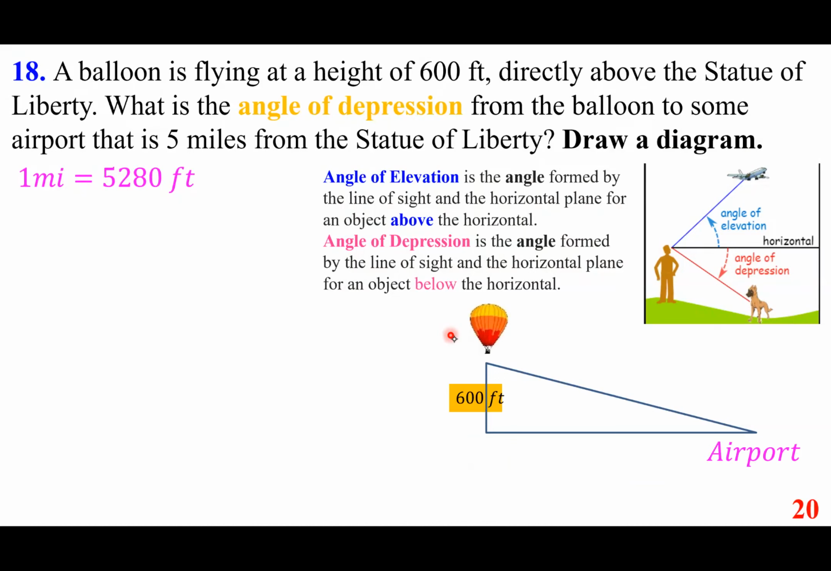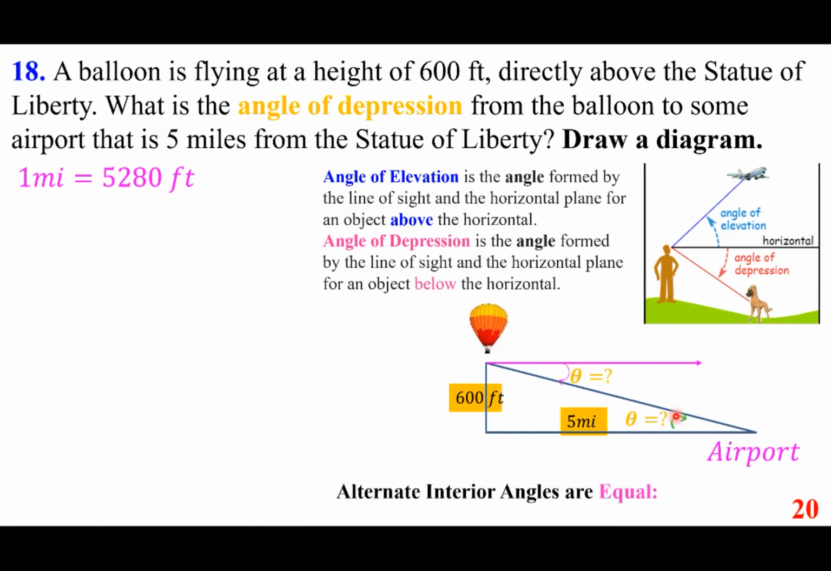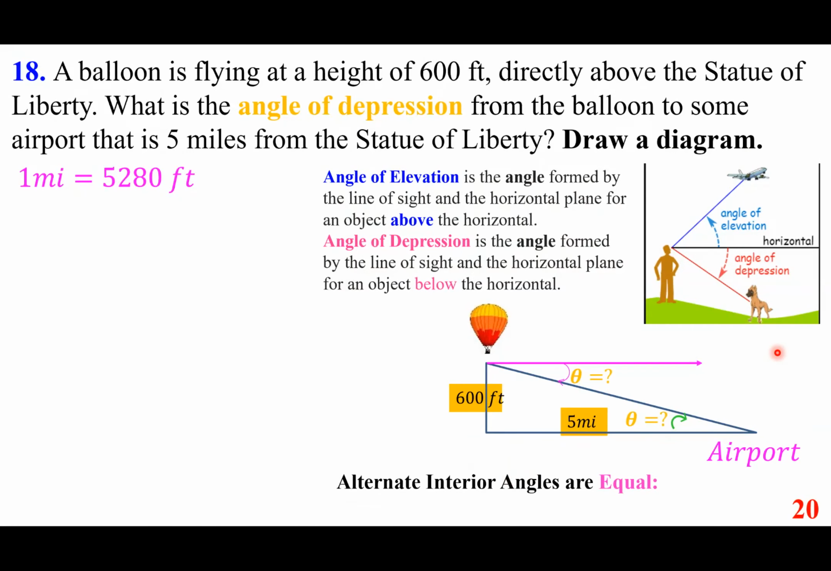This is the airport, 5 miles. The drawing is extremely important. And here's the horizontal line, and here's the angle of depression. We know this angle to be identical to this angle because they are alternate interior angles. The two lines are parallel. And so one easy way, tan of theta, if you calculate this one, it's identical to this one.